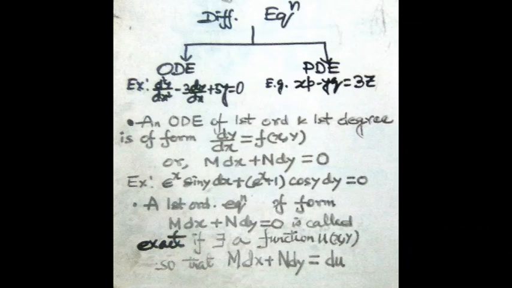But a first order ODE of the form M dx plus N dy equals 0 will be called exact if there exists a function u(x, y) so that we can write M dx plus N dy as du. That means the given equation can be written as a differential form. So in that case the equation will be called an exact equation.